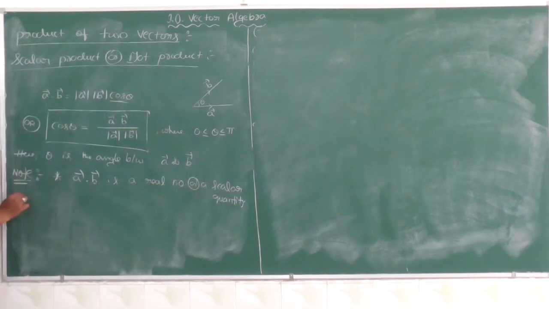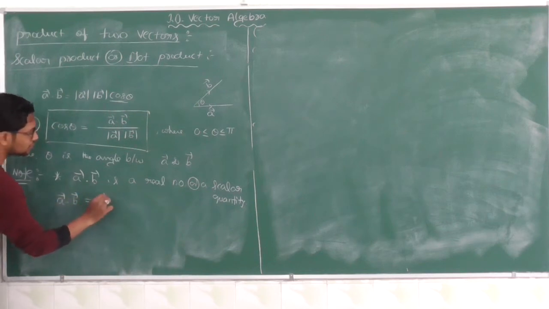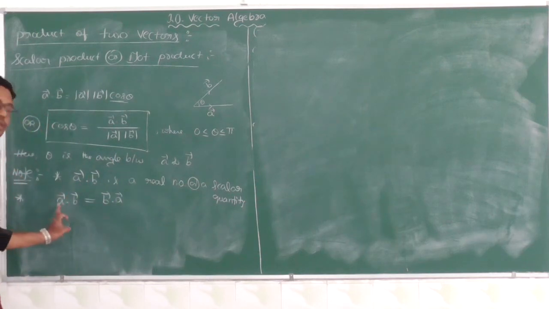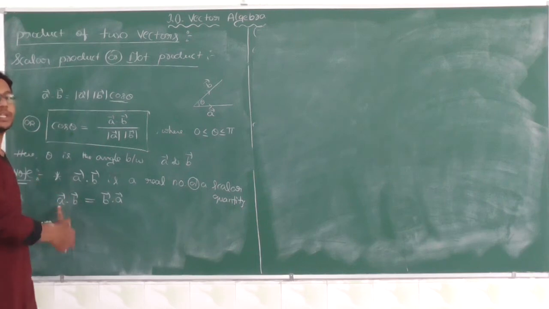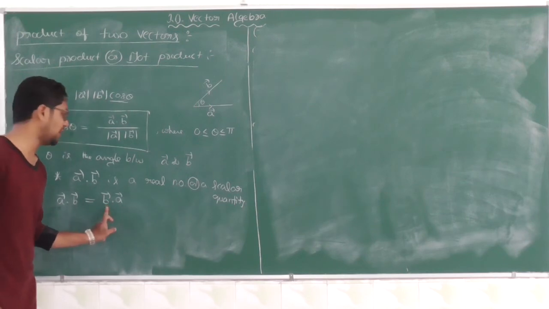Okay, next point. A dot B is also equal to B dot A. The scalar product of A vector and B vector is also equal to the scalar product of B vector and A vector.